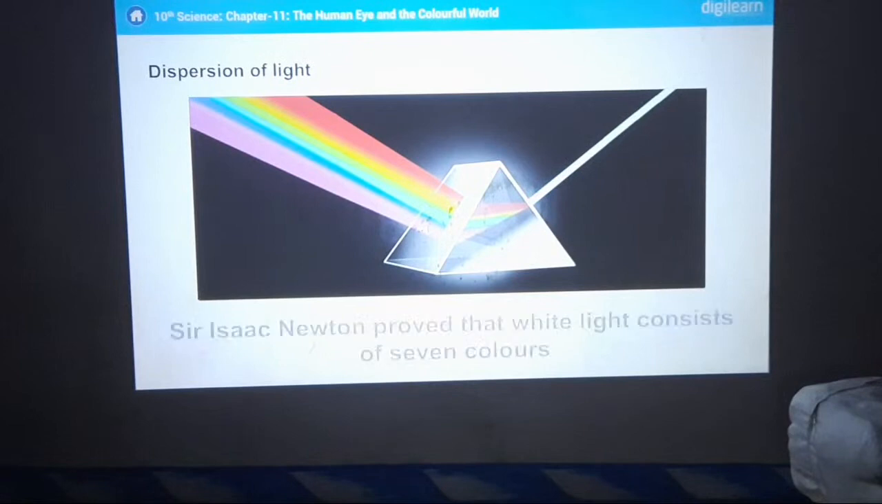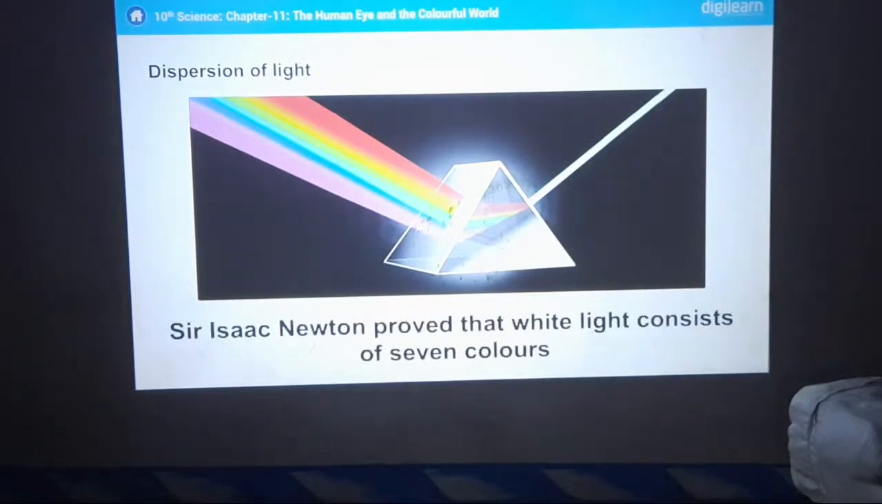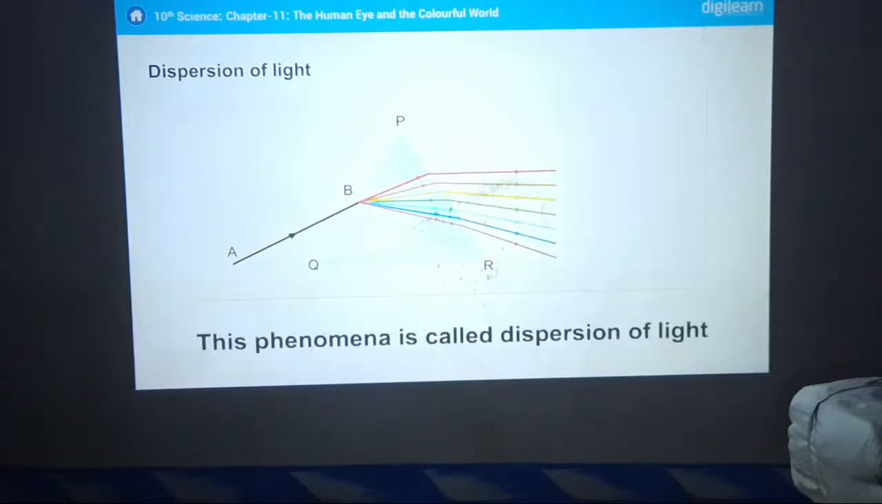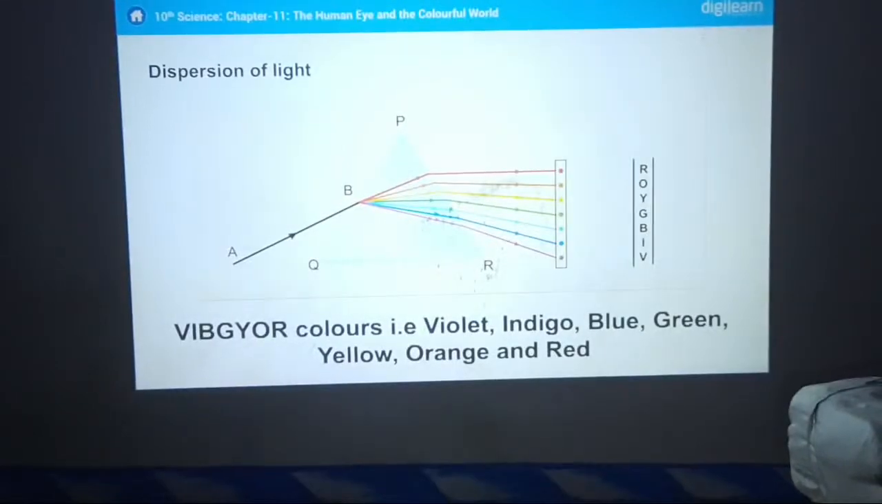Dispersion of light. Sir Isaac Newton proved that white light consists of 7 colors. This was done when sunlight or white light was passed through a prism. When a beam of white light entered the prism, it split into a band of colors called a spectrum. This phenomenon is called dispersion of light. The spectrum of light has VIBGYOR colors, that is, violet, indigo, blue, green, yellow, orange, and red. Splitting of light into 7 different colors when passed through a medium is called dispersion.